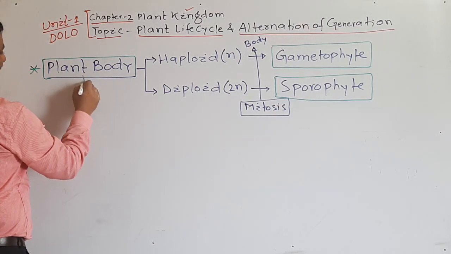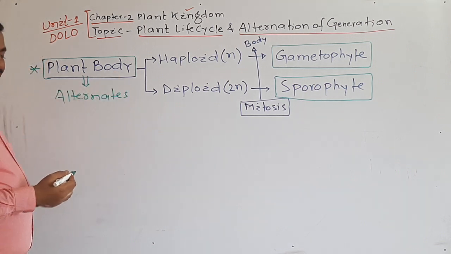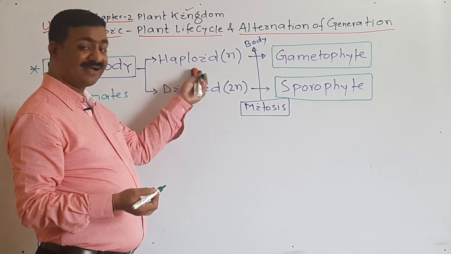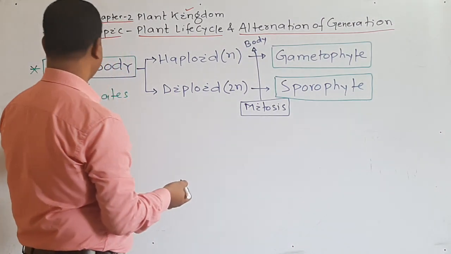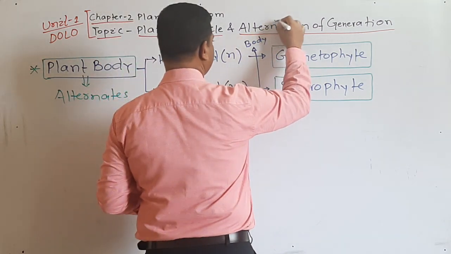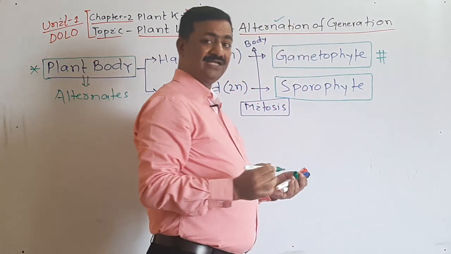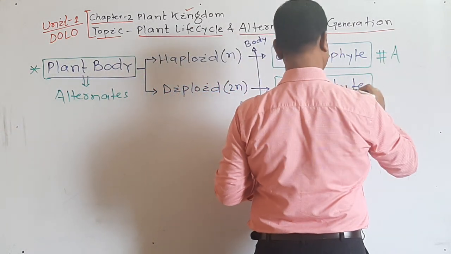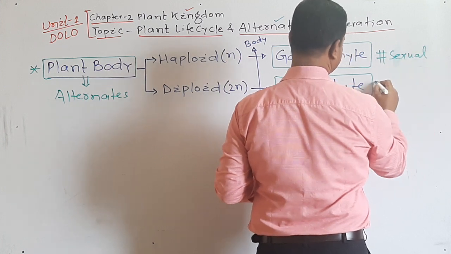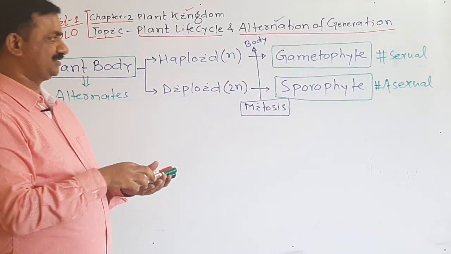So what happened? This plant body is exactly a complex structure that alternates between haploid, later diploid, or diploid, later haploid. So this is the alternation, and that alternation of the plant body, that is alternation of gametophyte and sporophyte, is called alternation of generation. Right? So in fact this gametophyte also represents the sexual phase, while the sporophyte will represent the asexual phase.